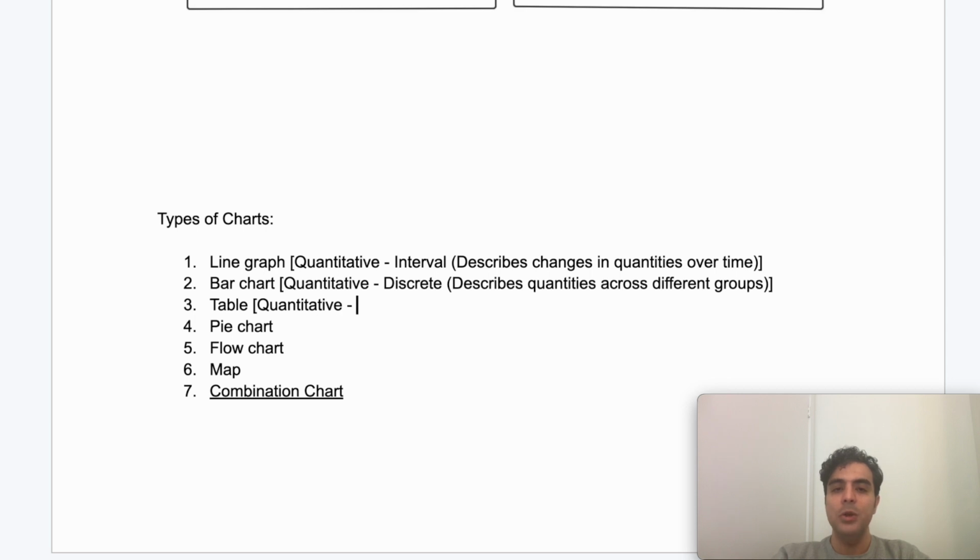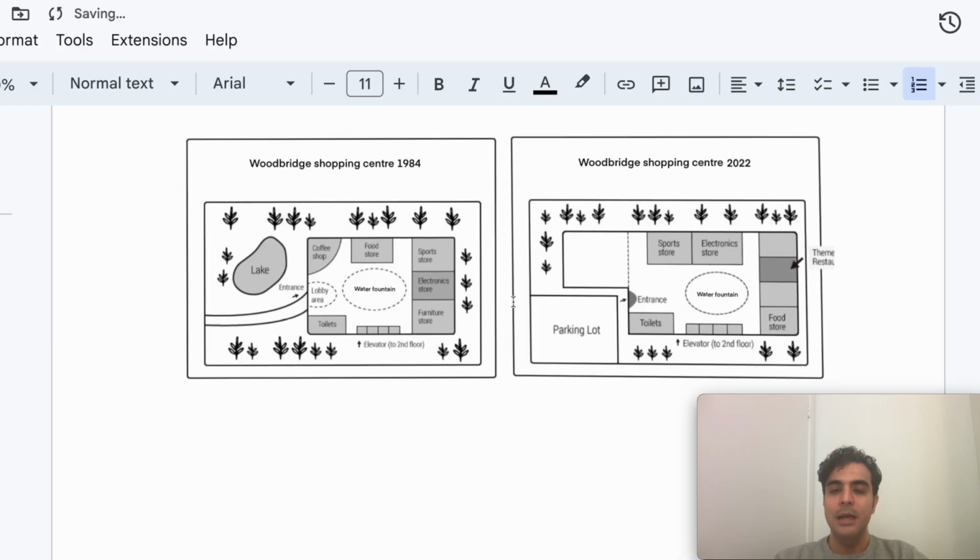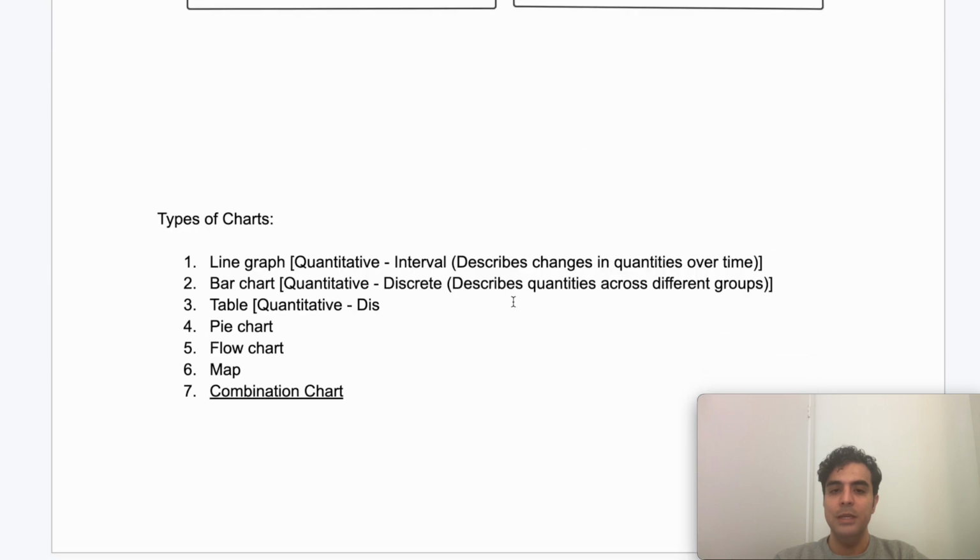What about a table? Once again, we had numbers, so it was quantitative, and it was just like most bar charts that you see, discrete. And what does that mean? It means we can say that once again, it describes quantities across categories, right? So we can see that here we have discrete data, which describes quantities across different groups or categories.